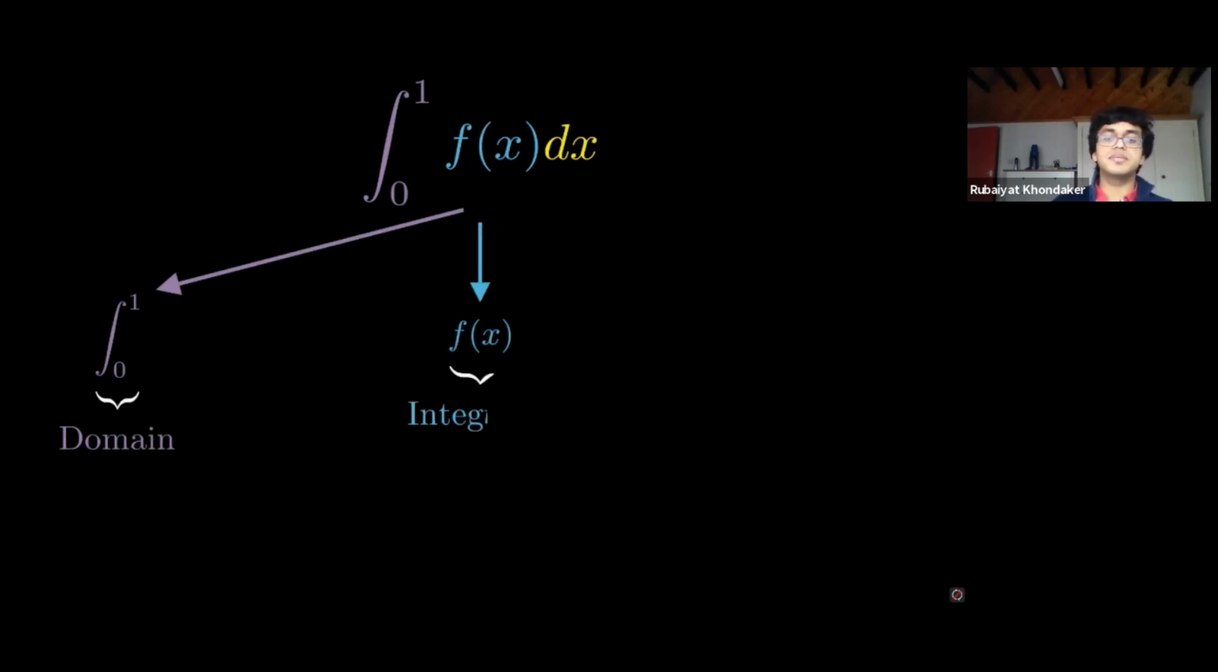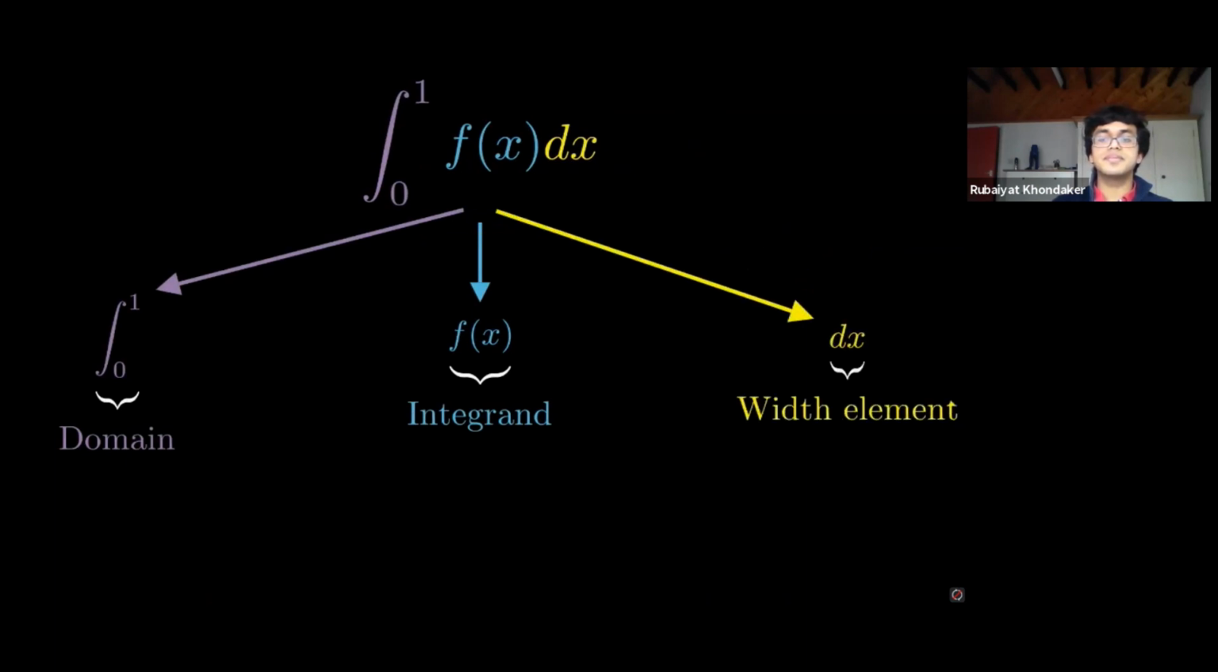So you've got this integral, 0 to 1 f of x dx. We'll split it into 3 parts: the domain, the integrand, and the width element. And we make the substitution, x equals 2u. So we know how the domain changes, which is 0 to a half now. And we know how the integrand changes, which comes out to 2u. And the width element is the thing that we're going to focus on.